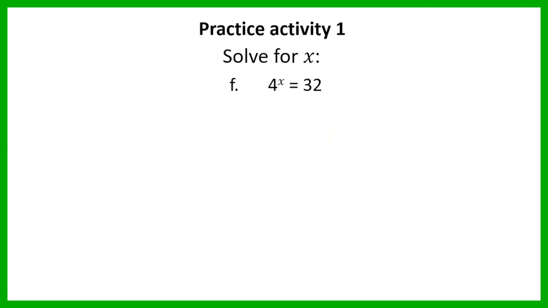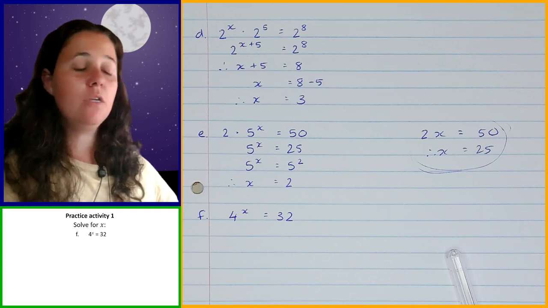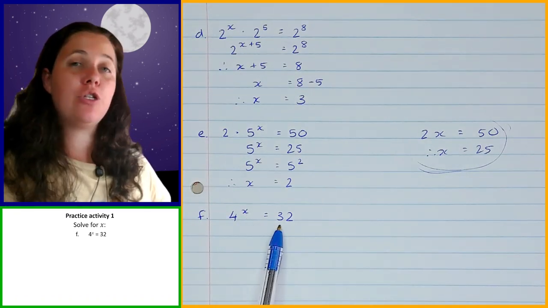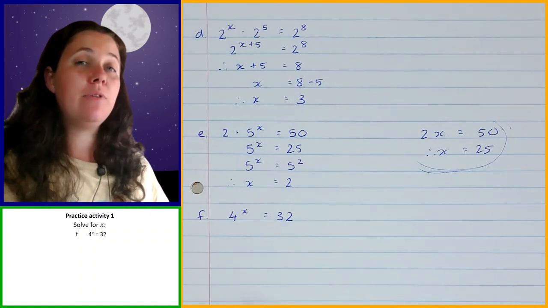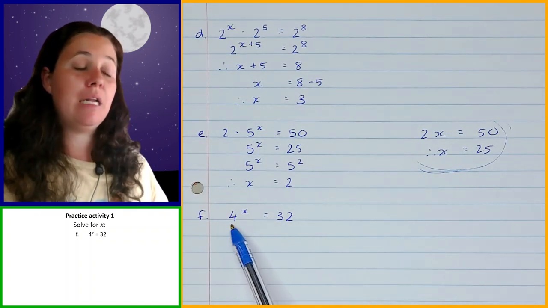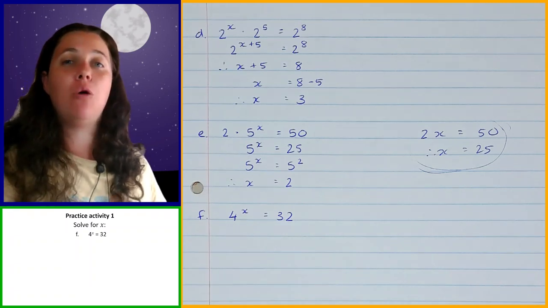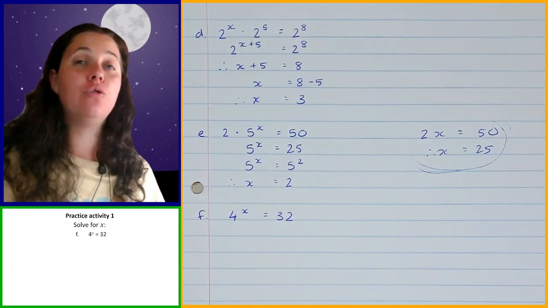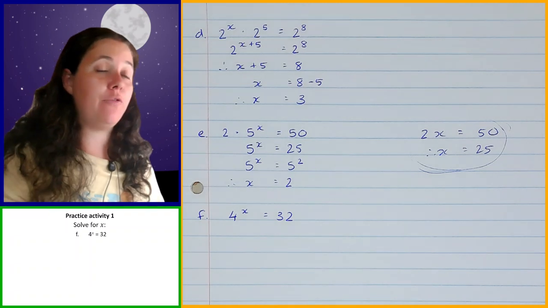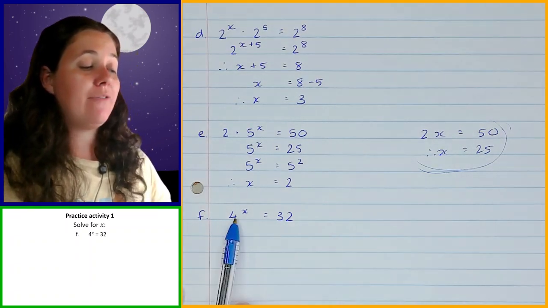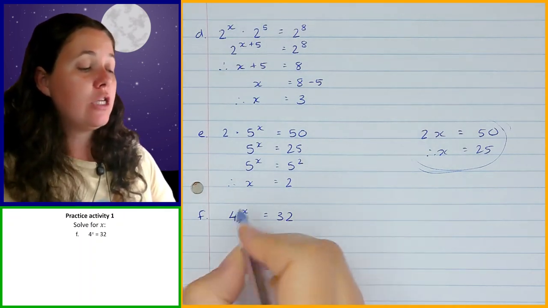Okay, so let's go through that example. In this one, you have to be careful because 4 to the power of x equals 32 is actually deceptively difficult. You need to realize that 32 cannot be made 4 to the power of anything. 32 is 2 to the power of 5. It's not 4 to the power of anything. So what you're going to have to do is change this base as well. So let's just have a look and see.